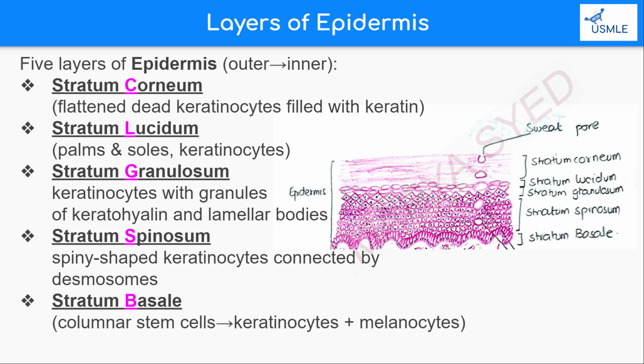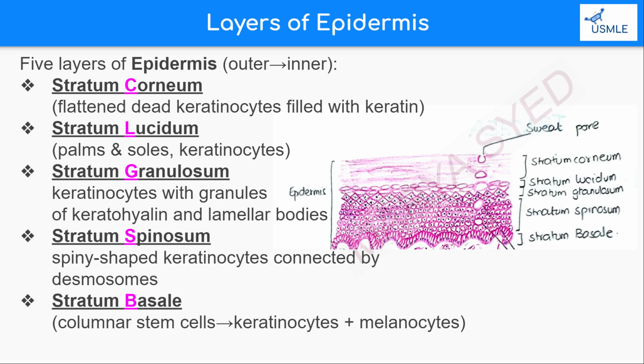Stratum granulosum is also composed of keratinocytes with granules of keratohyaline and lamellar bodies. Here, psoriasis is important since it is caused by the accelerated turnover of keratinocytes. Next, we have stratum spinosum, which has spiny-shaped keratinocytes connected by desmosomes. Autoimmune conditions where desmosomes are disrupted take place at the level of stratum spinosum and is called Pemphigus vulgaris.